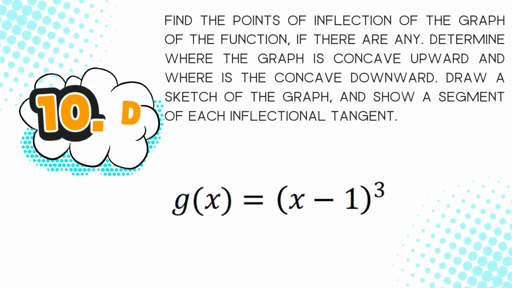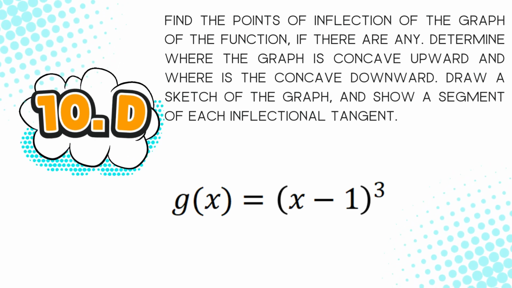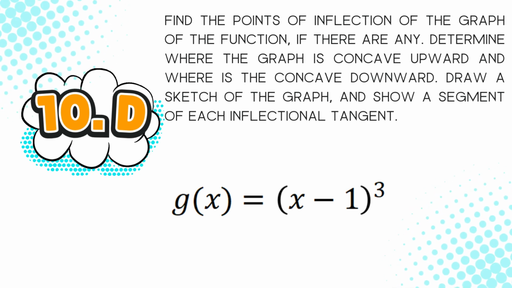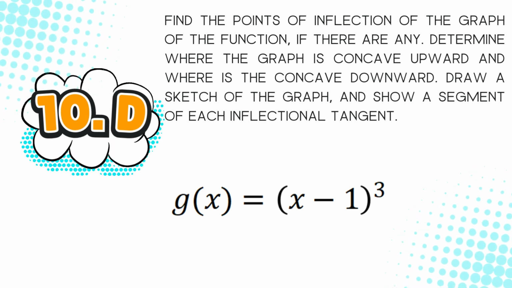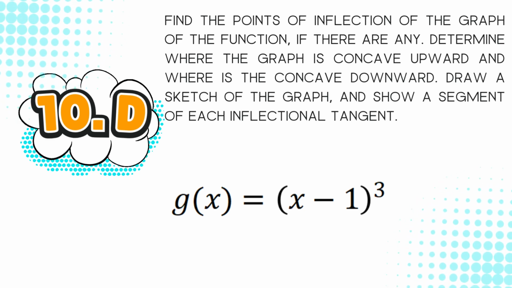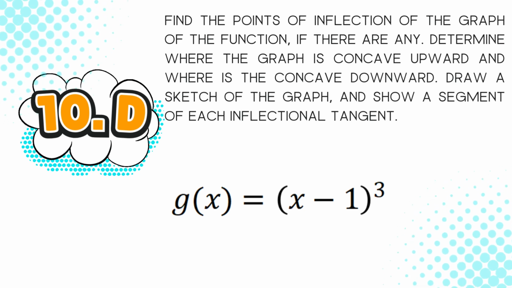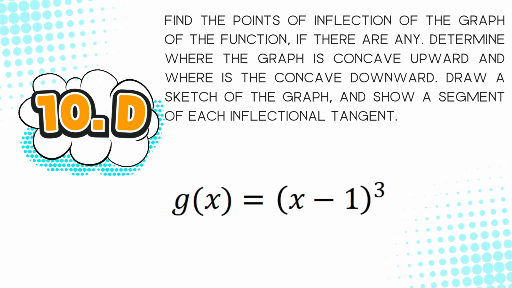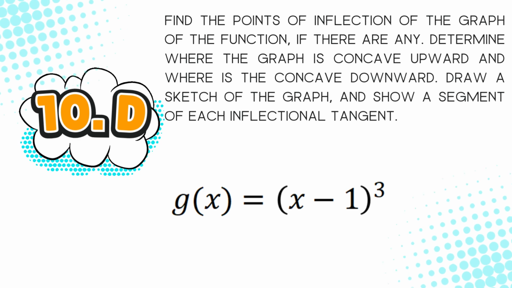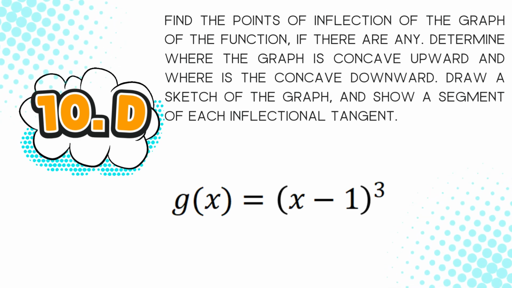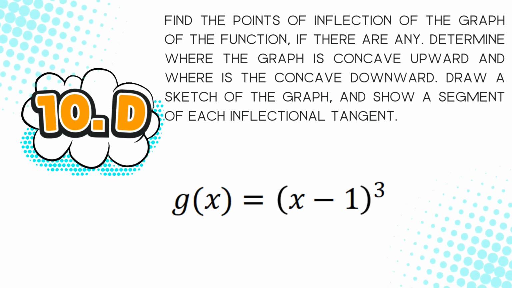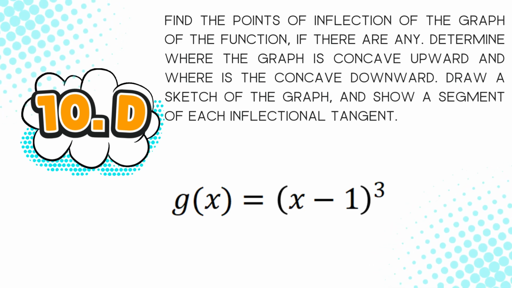For our fourth item, we are going to find the points of inflection of the graph of the function, if there are any. Determine where the graph is concave upward and where it is concave downward. Draw a sketch of the graph and show a segment of each inflectional tangent. The function is g of x equals the quantity of x minus 1 cubed.